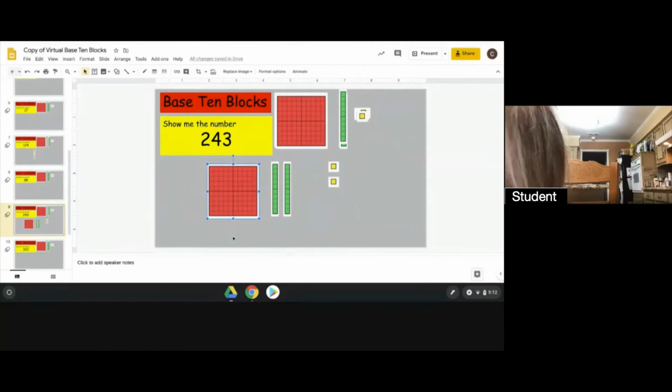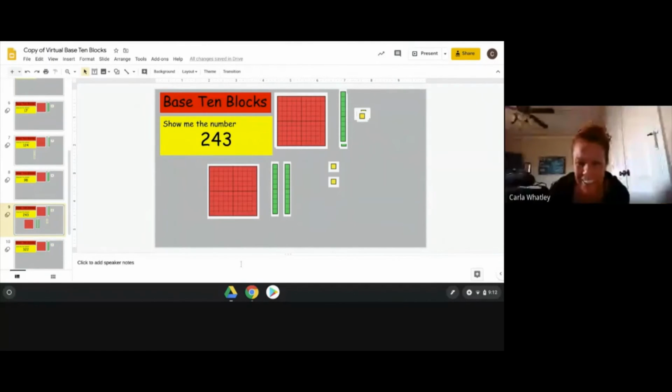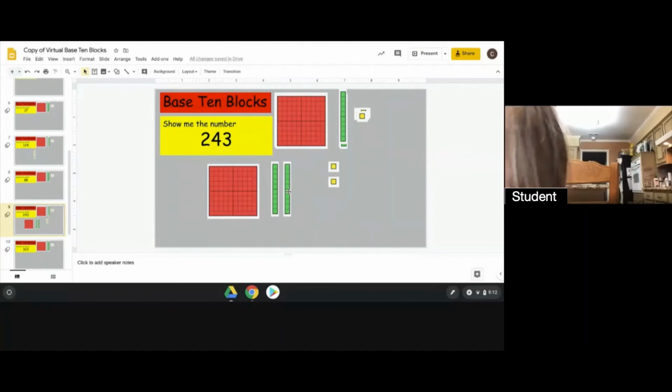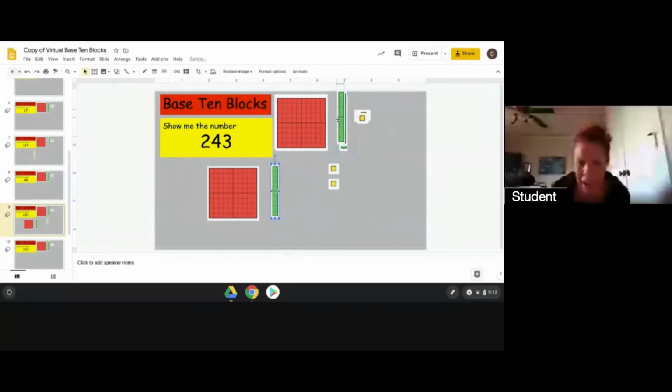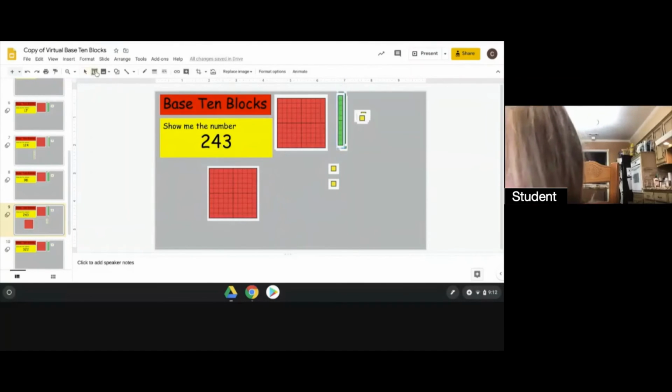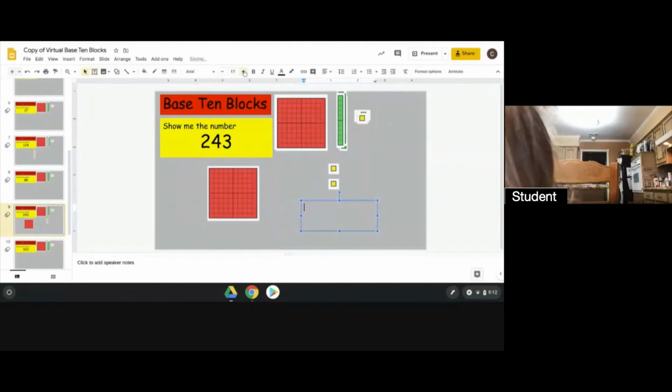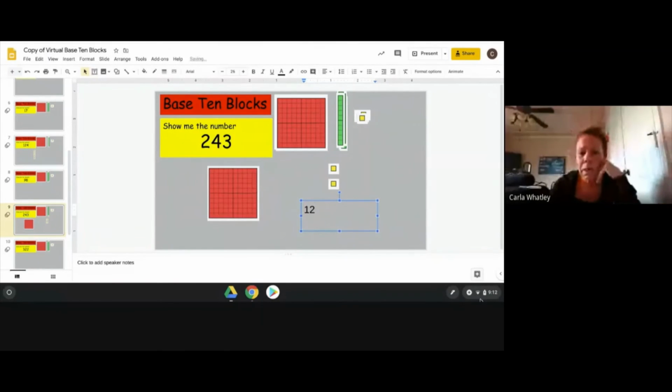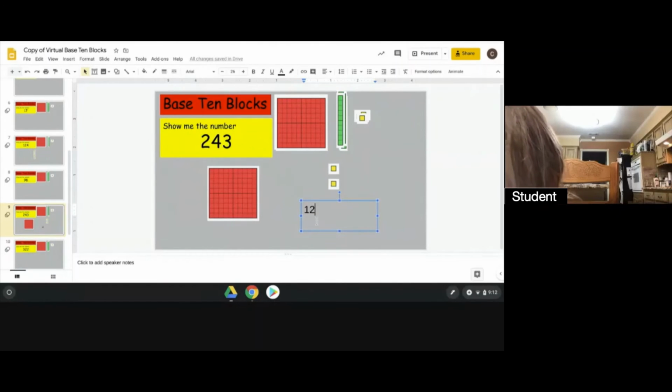122. What if you took away the 2 tens? Very good. If you took away the 2 tens, it would be 100 and 2 ones. Then what do we have? 102. Yeah. So how would you write 102? You would write a 1 and a 2. Okay. So if I write a 1 and a 2, what does that make? Oh, that doesn't say 102, does it? It should say 102. There you go.